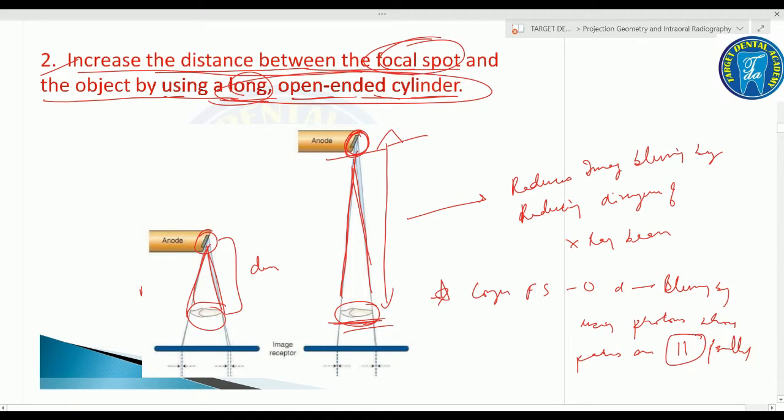Fine. So the second one is to increase the distance between the focal spot and the object. It leads to a decrease in the divergence, which leads to a decrease in the image blurring. Fine. And it increases the sharpness.